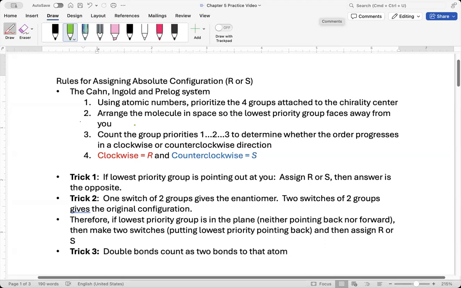Number 2, we're going to arrange the molecule in space so the lowest priority group faces away from us. And then we'll count the priorities, 1, 2, 3, in order of progress in a clockwise or a counterclockwise direction. If the priority groups are clockwise, that will be R, and if they are counterclockwise, that will be S.